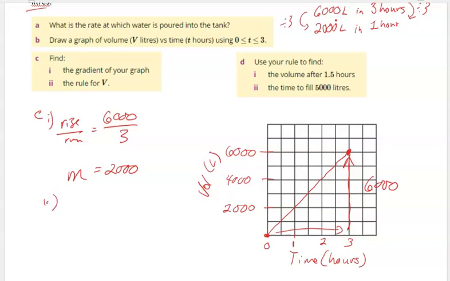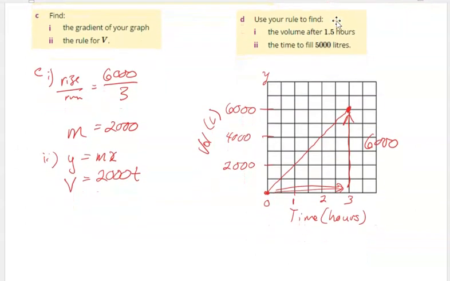The rule is, we know because it's constant that y is going to be equal to m times x. In this case, we're going to replace our y with V, because on the y-axis here, that's actually volume. And we're going to replace m with 2,000, and the x-axis is actually t for time. So now we've got a rule. This is a pretty simple example. You could probably work it out without the rule, but the rule is going to be helpful when we have more complex examples.